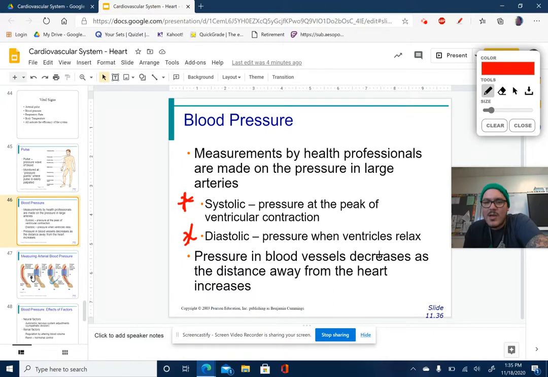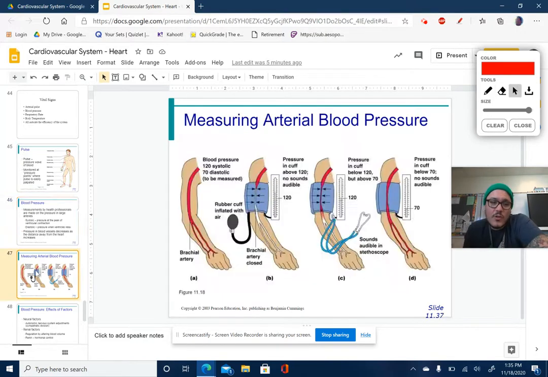Pressure in blood vessels decreases as the distance away from the heart increases. So that's what we observe. That's a big reason why when you are measuring blood pressure, you measure it on the arm, on the upper arm. You want to be close to the heart, but you obviously don't want it to be somewhere uncomfortable.